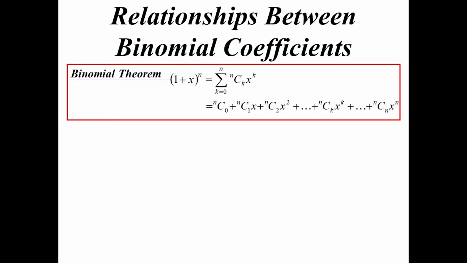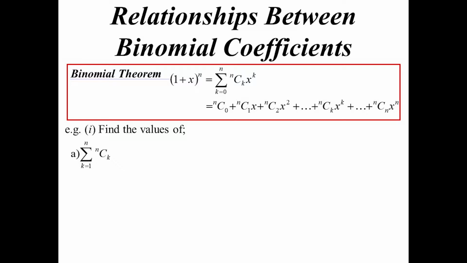So the last bit that we want to look at is some relationships that exist between the binomial coefficients. It all comes from our binomial theorem, which in shorthand notation I've written there with the sum, general term of course being nCk x to the power of k. Expanded out, it would look something like that. So find the value of the sum of nCk, going from 1 to n.